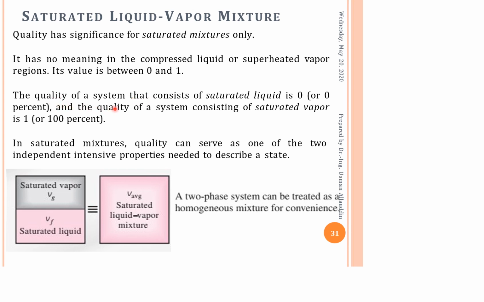So the quality of a system that consists of saturated liquid is 0, and the quality of a system containing saturated vapor is 1, which is 100%. I just explained that line to you already, so there's no need to explain it again. In a saturated mixture, quality can serve as one of the two independent intensive properties needed. So let's skip that point, it's not necessary at all.